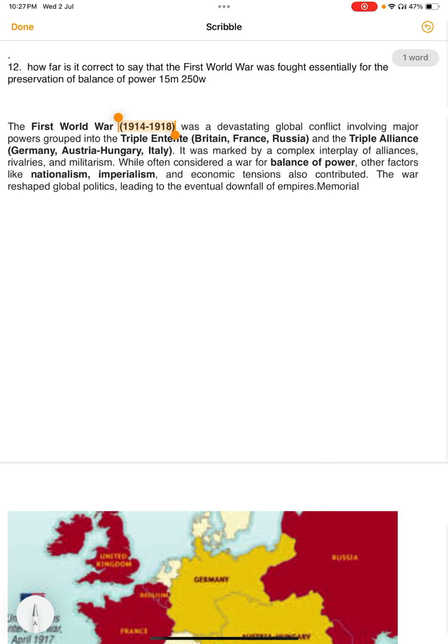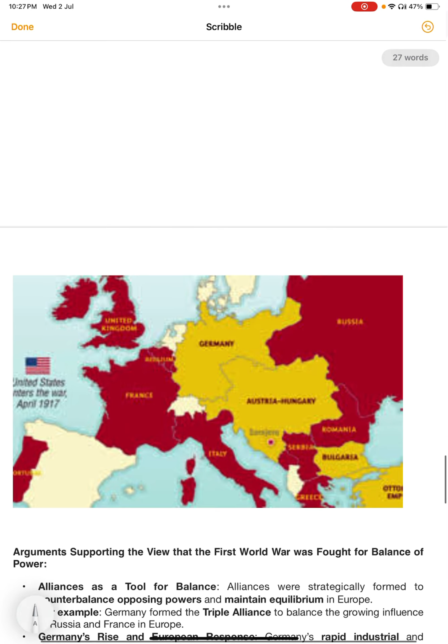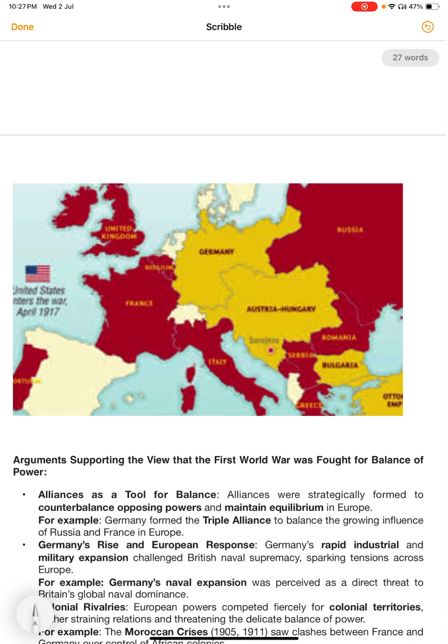Next, even in the introduction itself, we can mention the alliance system, the Triple Entente and Triple Alliance, as it forms the hallmark of the expression called balance of power. This is a very key aspect to be mentioned within the introduction. Now let us see this map, where the Allied powers and Central powers have been differentiated by colors. The red colored powers were the Allies, predominantly led by the United Kingdom, United States, France, and Russia. Whereas the Central powers were mainly led by Germany, Austria-Hungary, and the Ottoman Empire.